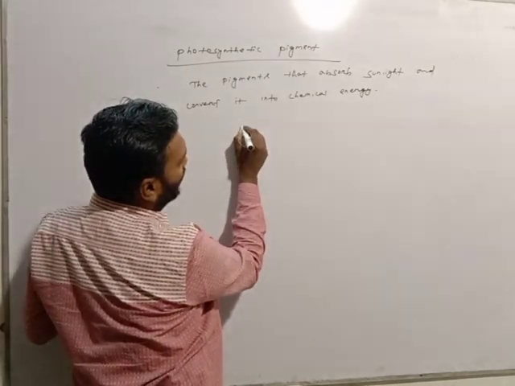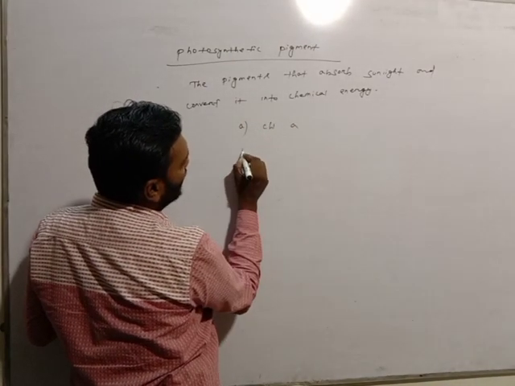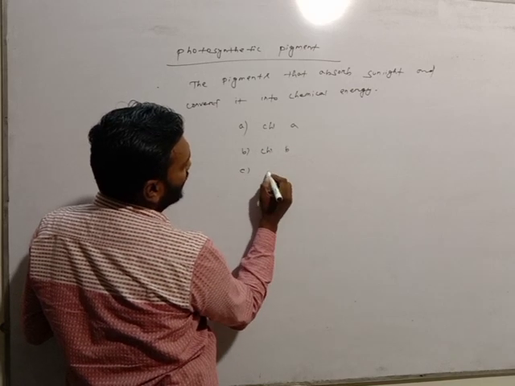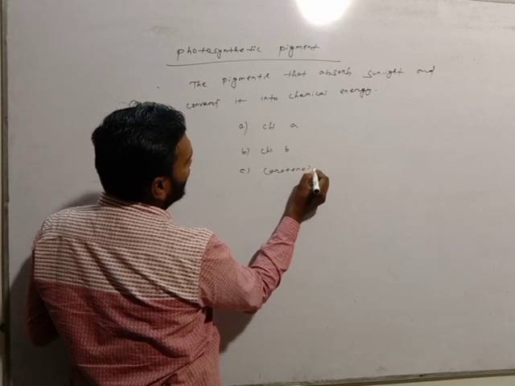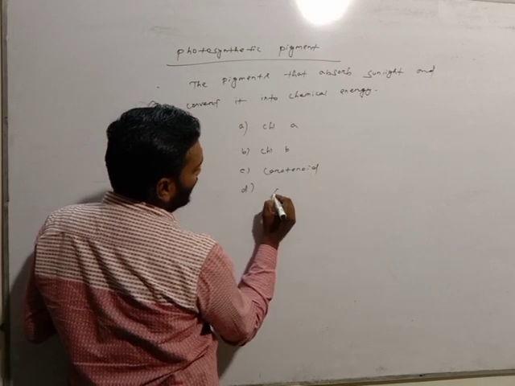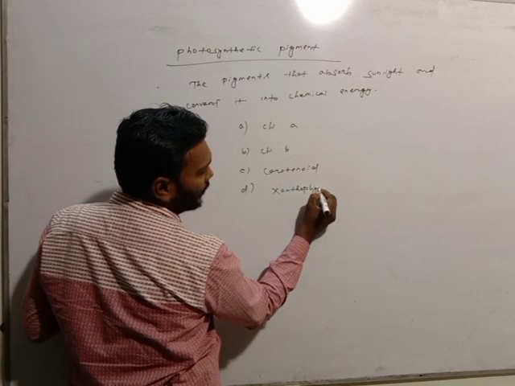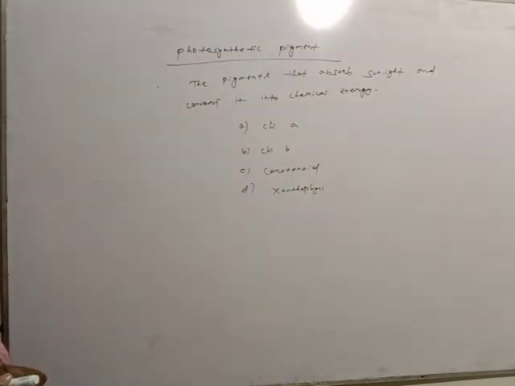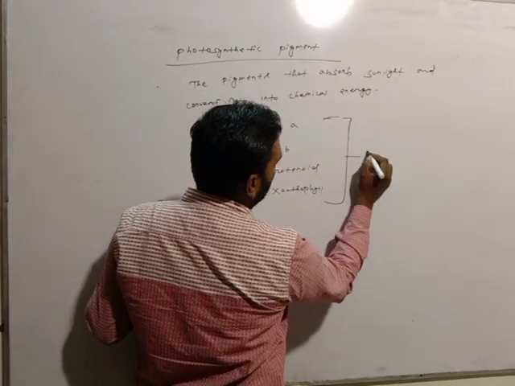So among the pigments, normally chlorophyll A, chlorophyll B, carotenoid, and xanthophyll. These are the major photosynthetic pigments used in the process of photosynthesis.